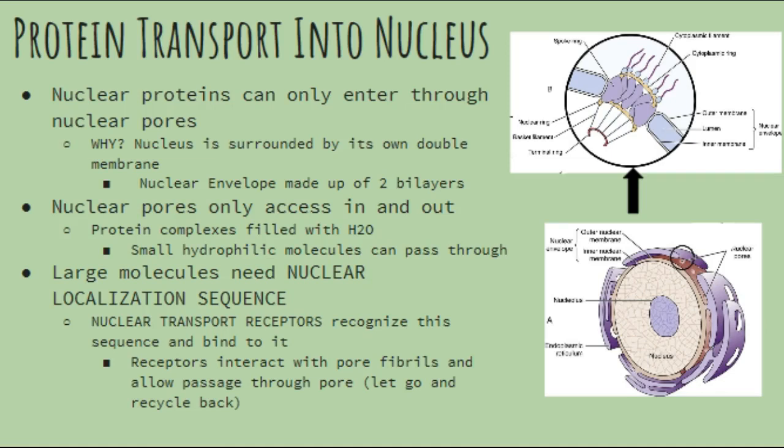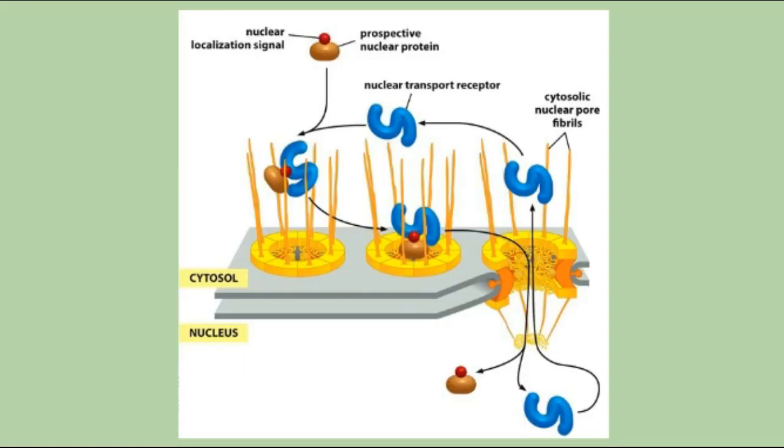Large molecules need nuclear localization sequences, which are recognized by nuclear transport receptors. Nuclear transport receptors recognize the sequence and bind to it. The receptors interact with the pore fibrils and allow passage of the protein through the pore. And when it's done, they are released and the receptors are cycled back.